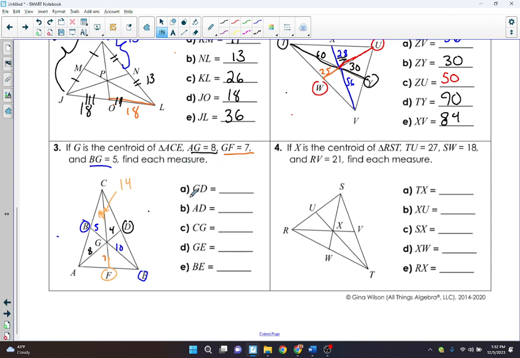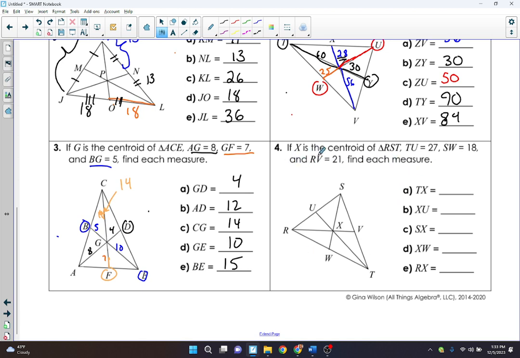So with that in mind, let's get it done. GD, so from G to D, we already labeled it as 4. AD, from A to D, is 8 plus 4, so that's 12. CG, C to the G is 14. GE, G to the E over here is 10. And then BE, the whole line, 5 plus 10 is 15.